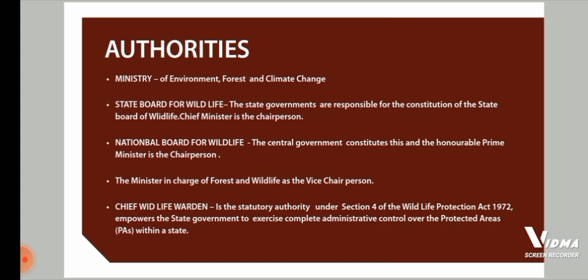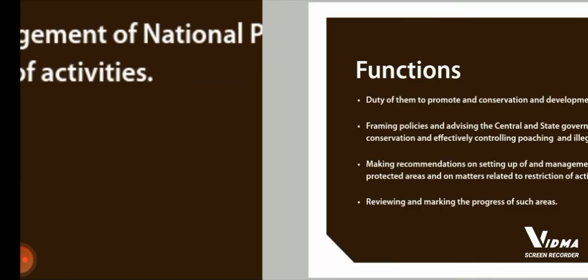And the National Board for Wildlife. The central government constitutes this and the Honorable Prime Minister is the chairperson. The Minister in charge of Forest and Wildlife is the vice chairperson. Next is the Chief Wildlife Warden, a statutory authority under Section 4 of the Wildlife Protection Act 1972. It empowers the state government to exercise complete administrative control over the protected areas. And so these are the authorities behind this.